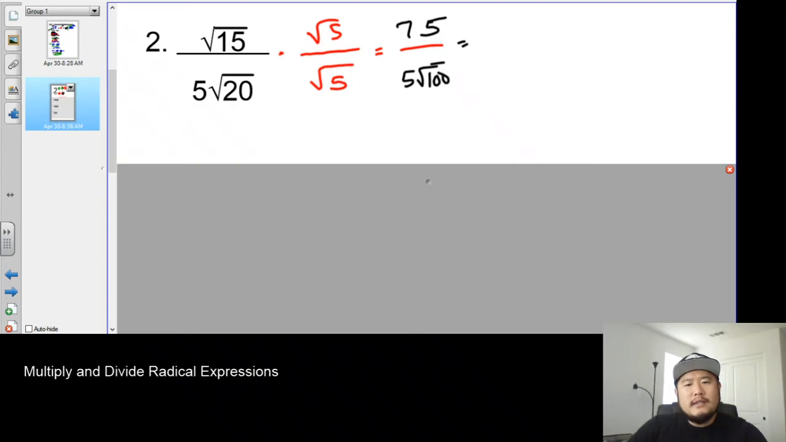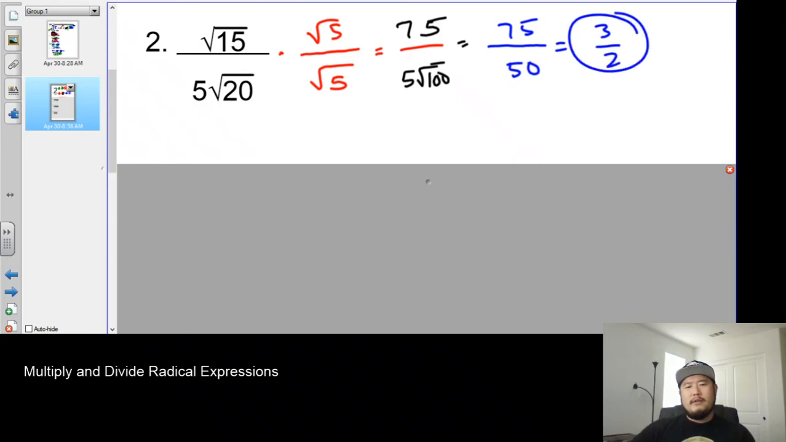And then let's go ahead and simplify everything. Rad 10, or square root of 100, ends up equaling 10. So we take the 10, multiply it by 5, and we get 50, and 75 in my numerator. So after all that's said and done, let's go ahead and simplify it. We could divide top and bottom by 25. You should have 3 halves as your answer.